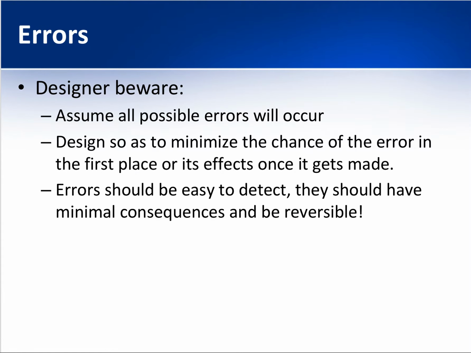So assume all possible errors will occur, because they will. We want to minimize the chance of error in the first place. And if someone makes a mistake, it should be reversible. It shouldn't be the end of the world. For example, think of your own mistakes on your computer. If you make a mistake, you don't want to say, oops, now I just lost everything I've ever done. You should be able to undo. You should be able to backtrack. So errors will occur. We want to minimize them, but we also want to know that they're going to occur and make it reversible, with consequences that are not so disastrous.